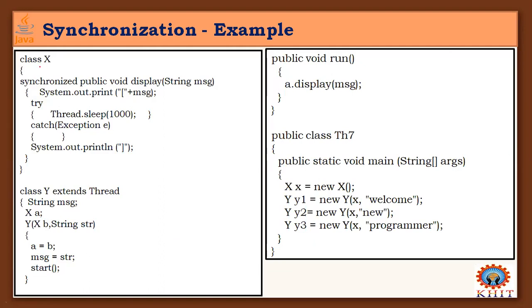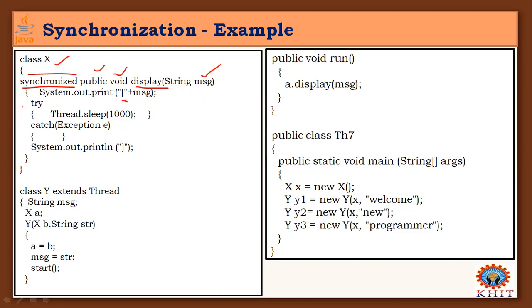Next one. So here I have class one for this example. I have a class X and one display method, that is void type, public and synchronized method. Here the keyword synchronized is used. And this method is displaying a string message, one string with an open square bracket and the message, right?